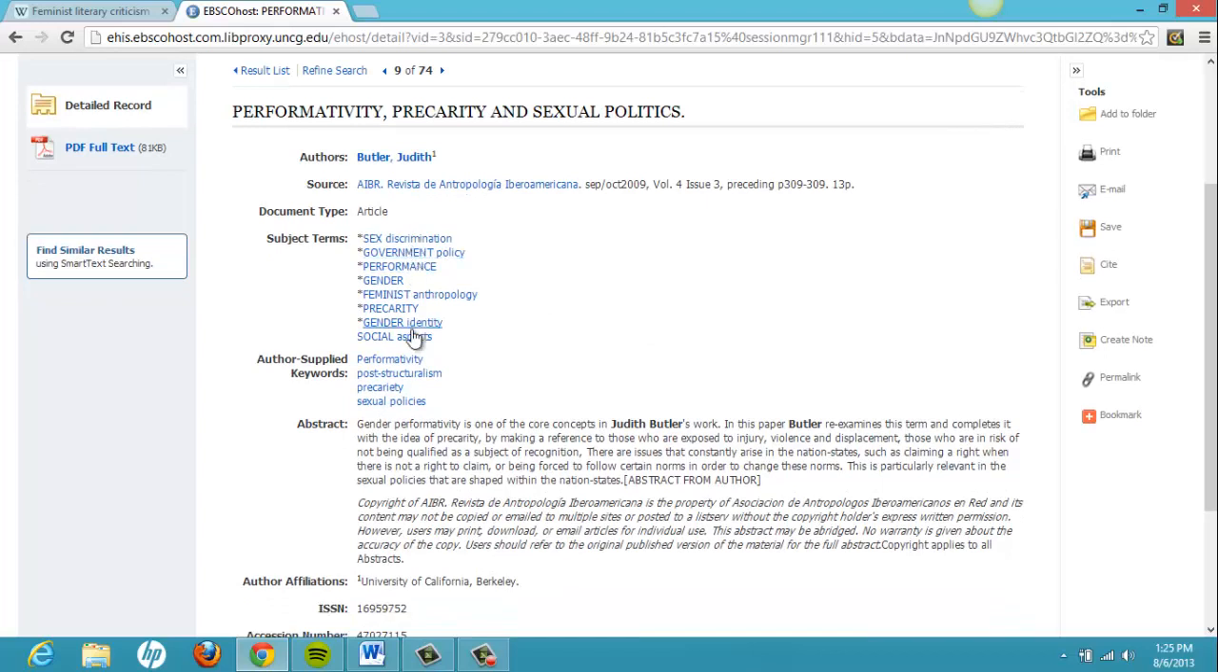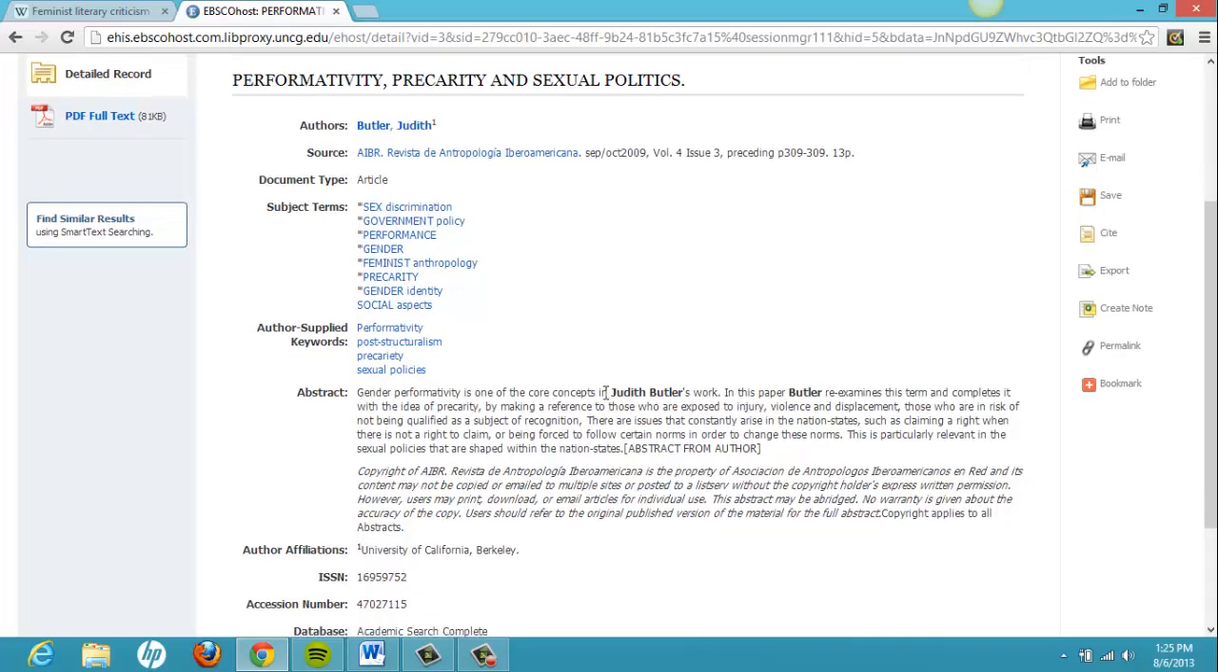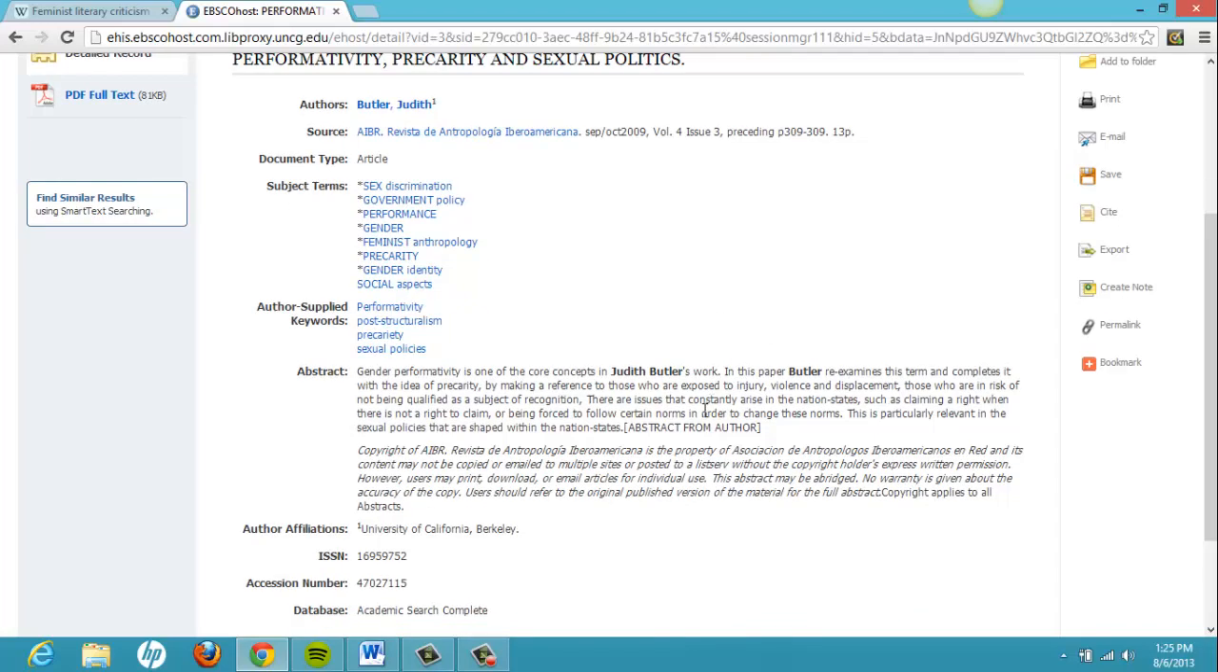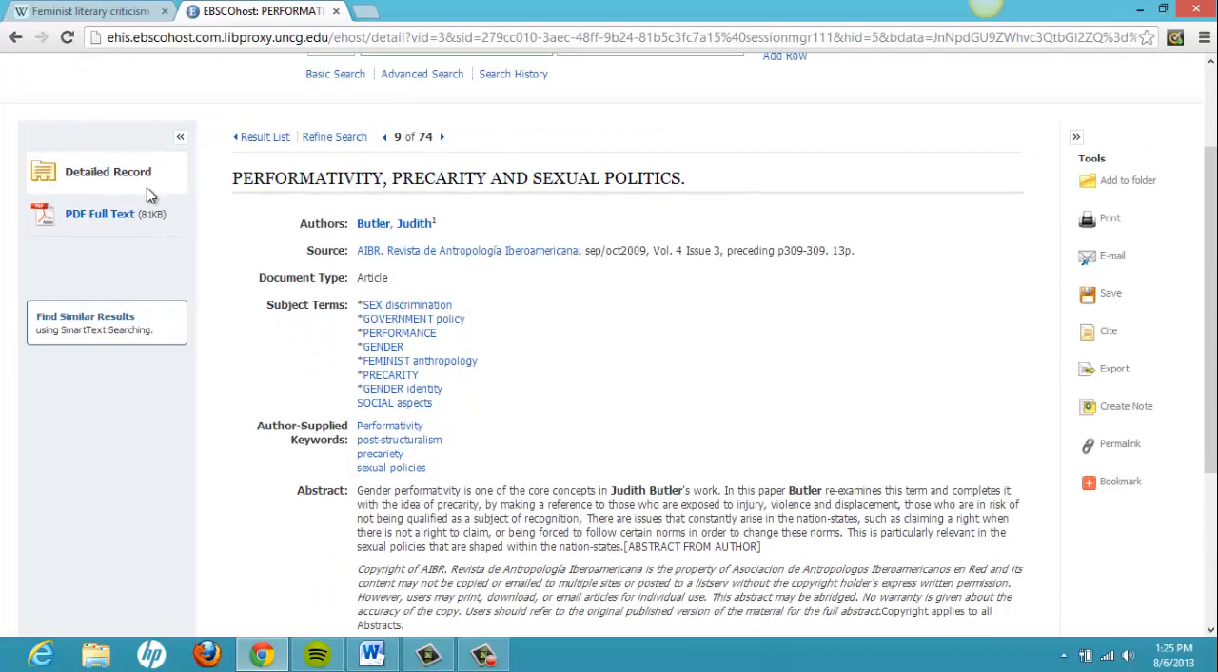You can see the subject terms and the abstract, which is basically the thesis. Making a reference to those who are exposed to injury, violence, and displacement. That sounds familiar. There are issues that constantly arise in the nation state, such as claiming a right when there is not a right to claim. That sounds a lot like the character It from the novel Speak. It seems like this article is going to be very helpful. So I'm actually going to view the full text by clicking this.